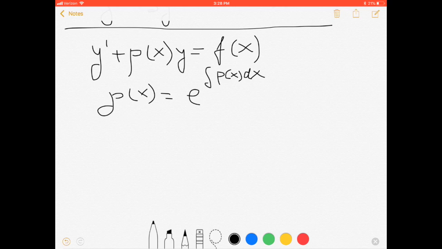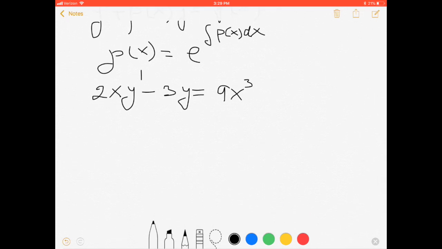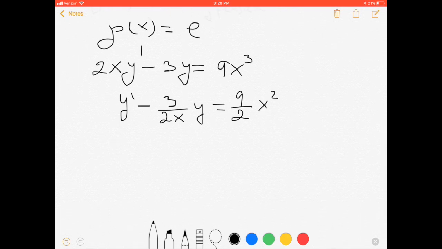For example, I have 2x y prime minus 3y equals 9x cubed. First, we rewrite our equation in standard form. This means I need to divide my equation by 2x. And I have y prime minus 3 over 2x y equals 9/2 x squared. p(x) here is negative 3 over 2x. This is my function p(x).